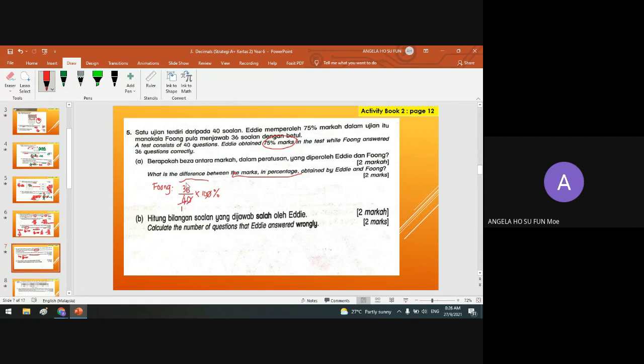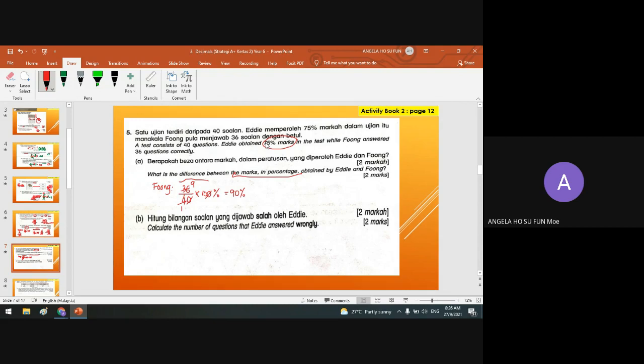4 times 1 is 4. 4 times 9 is 36. Then you see 9 multiplied by 10, you get 90%. Okay, that means Fong scored 90% correctly. He got 90 marks.